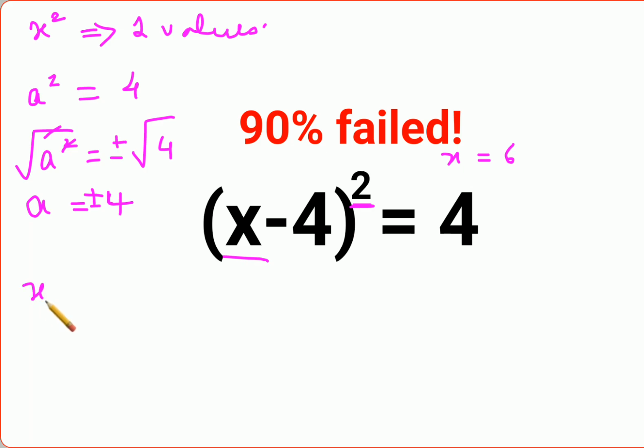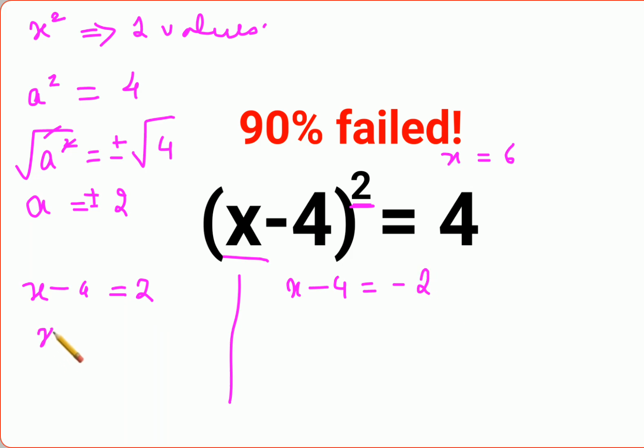So here we can say a is x minus 4. So let's take it as x minus 4 equals 2, or x minus 4 equals minus 2. Okay, so now what happens over here is, sorry, the value for a is plus minus 2. So this becomes x minus 4 is equal to plus 2, or x minus 4 equals minus 2.